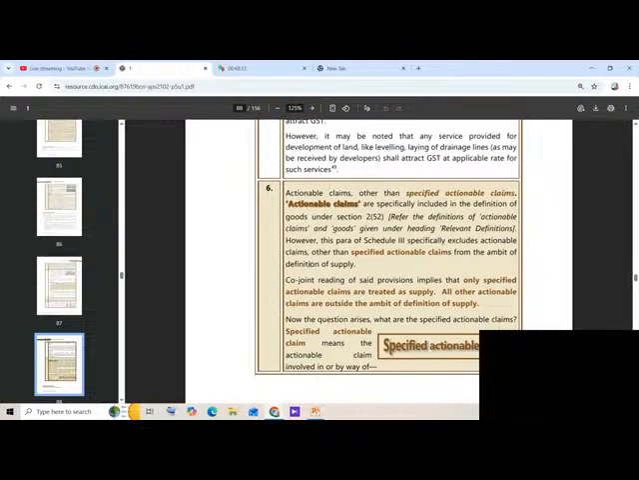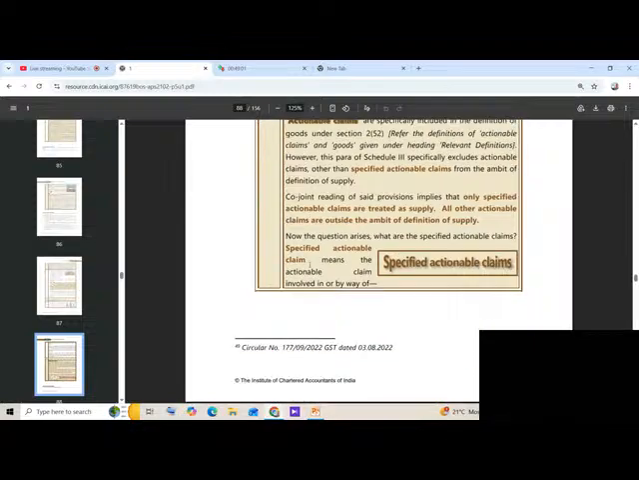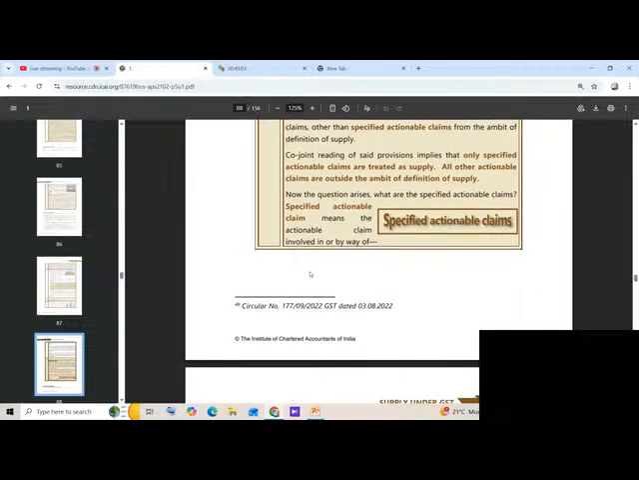Actionable claims other than specified actionable claims. Actionable claims are specifically included in the definition of goods under Section 2(52). However, this para of Schedule 3 specifically excludes actionable claims other than specified actionable claims from the ambit of the definition of supply. Conjoint reading of said provisions implies that only specified actionable claims are treated as supply. All other actionable claims are outside the ambit of the definition of supply. Now the question arises, what are these specified actionable claims?